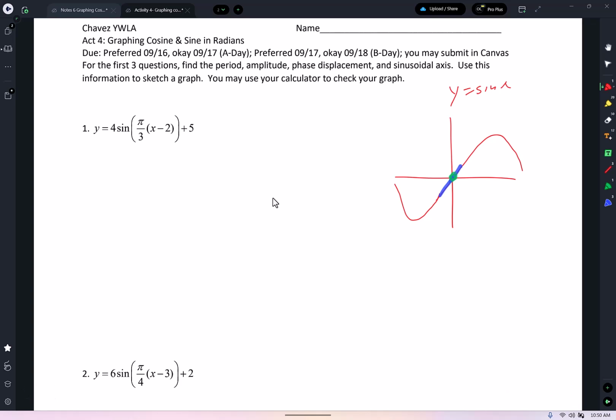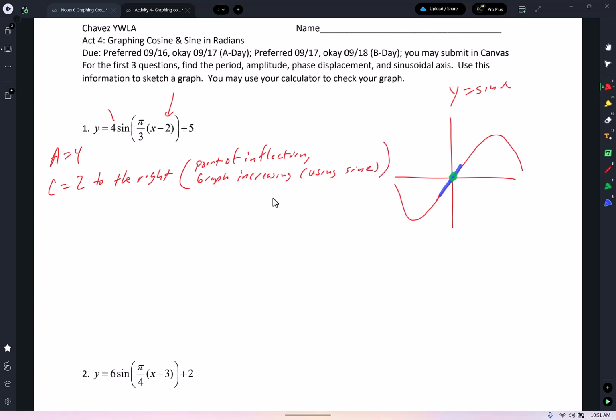Okay. What is the amplitude of number 1? 4. What is the phase shift? So what is my C? 2 to the right. But I'm going to make a little comment: point of inflection, graph increasing. And I'm going to put another parenthesis, using sine. Close and then close. Don't worry, we're going to show you the picture.